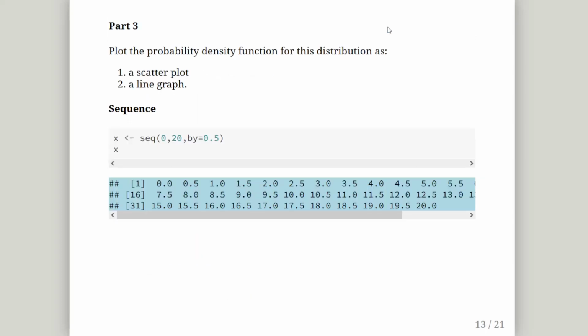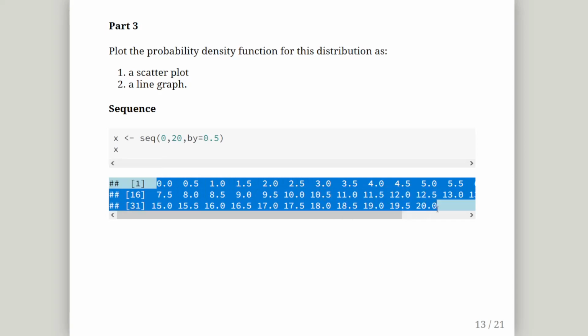So part three is plot the probability density function for this distribution as a scatter plot and as a line plot. So first off, what I'm going to do is set up a sequence of x values. Essentially, this is a range of numbers between 0 and 20 that are consistently separated by 0.5, okay? Essentially, I'm going to set up my x-axis, and I'm going to pick it from 0 to 20. That's an informed decision, an educated guess about what range of values I should pick, 0 to 20, corresponding to this distribution. So there we have them, and this is what we're going to use to set up our plots.